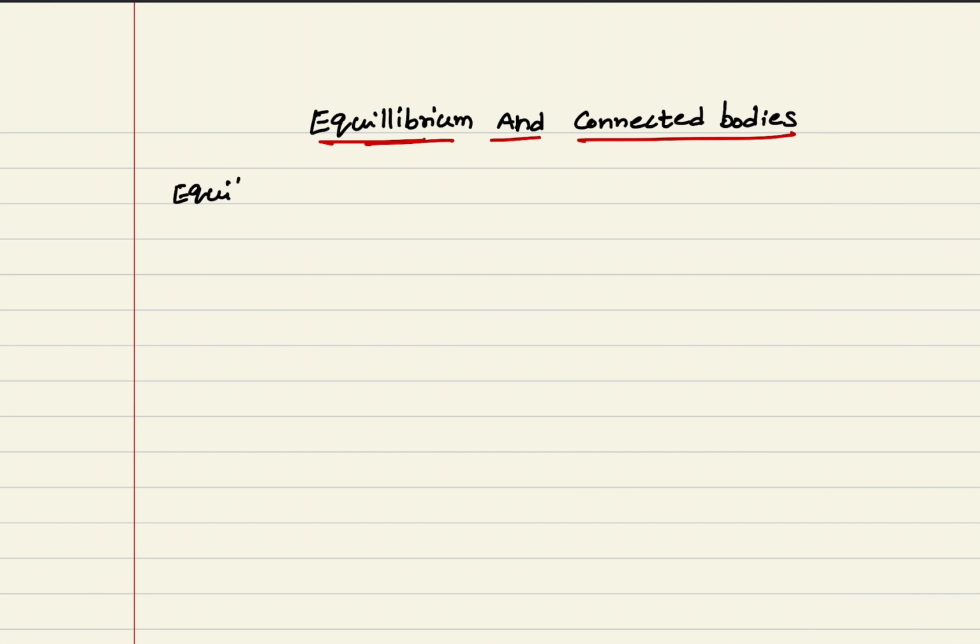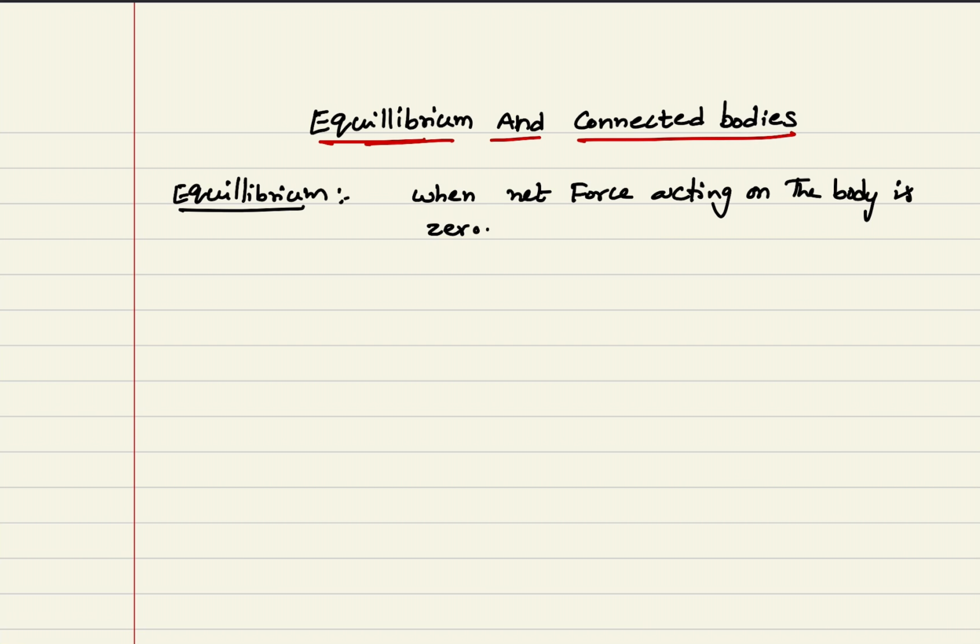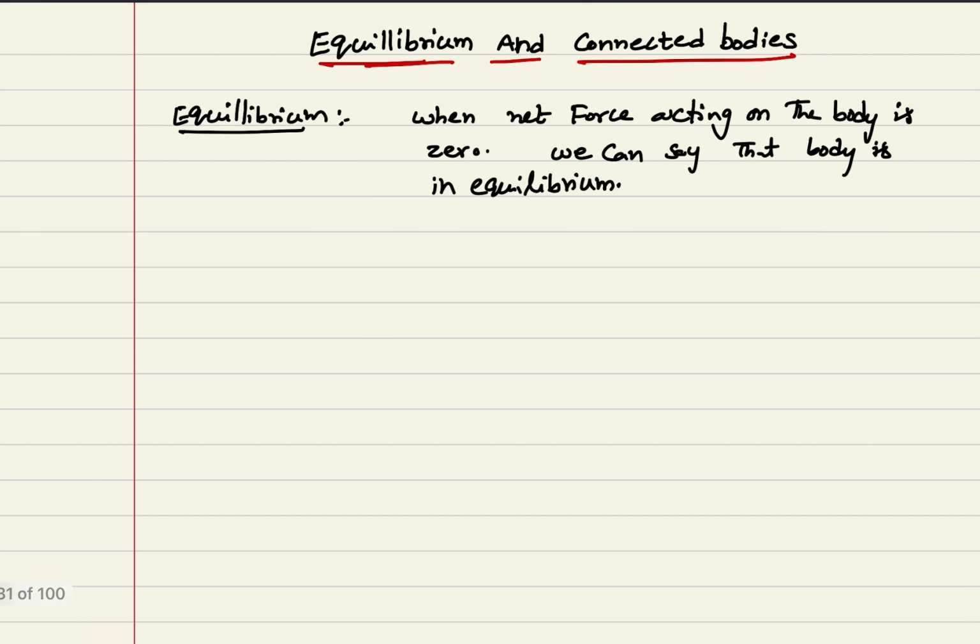Equilibrium. When the net force acting on the body is 0, we can say that the body is in equilibrium. Here equilibrium is nothing but a body may not always be at rest. It may move with constant velocity also.